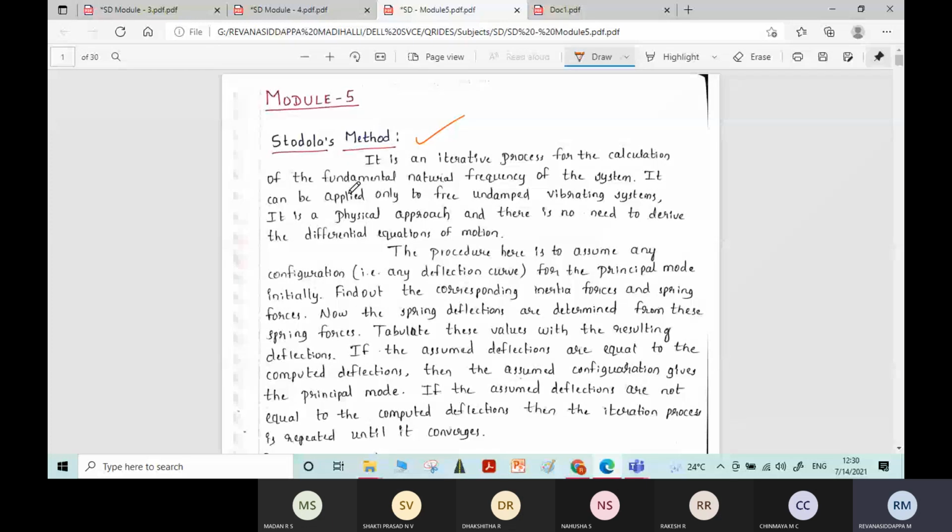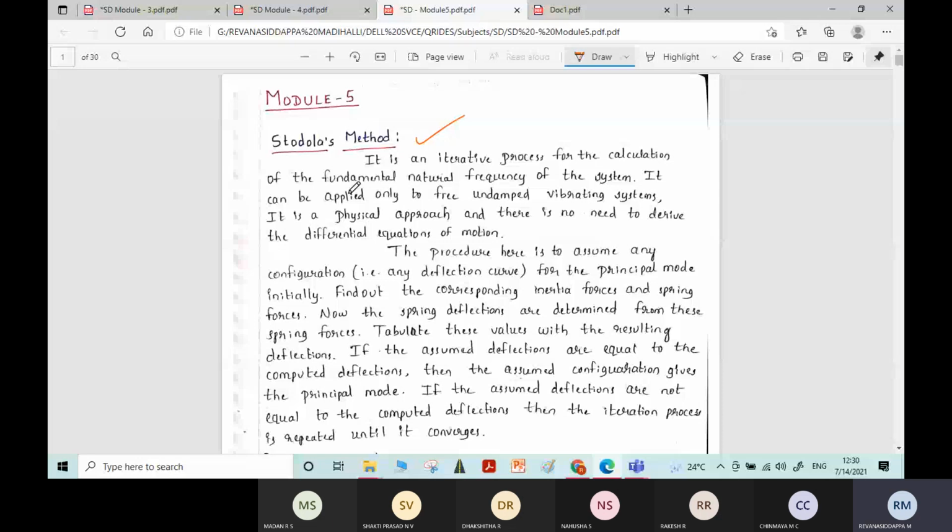See, all these methods, whether it may be Stodola's method, Dunkerley's method, or Rayleigh's method, are approximate and very simple methods from which you can get the natural frequency values. Whatever natural frequency values you get are approximate values, not the exact values. If you want the exact values, you have to follow the procedure of model 3, from the basic principle. If you follow that procedure, you will get the exact natural frequency.